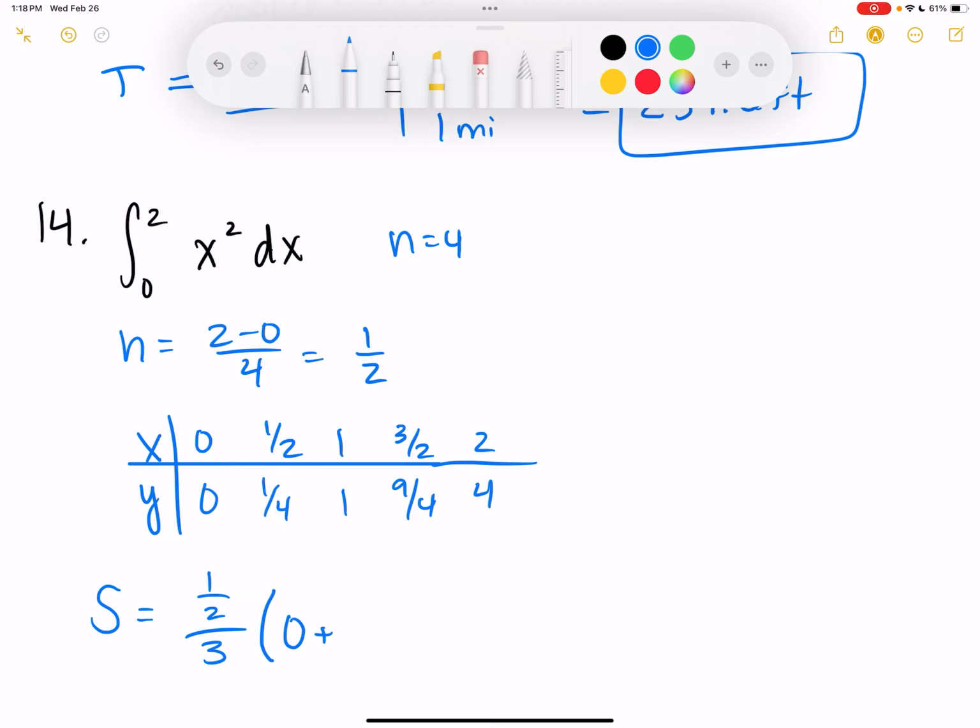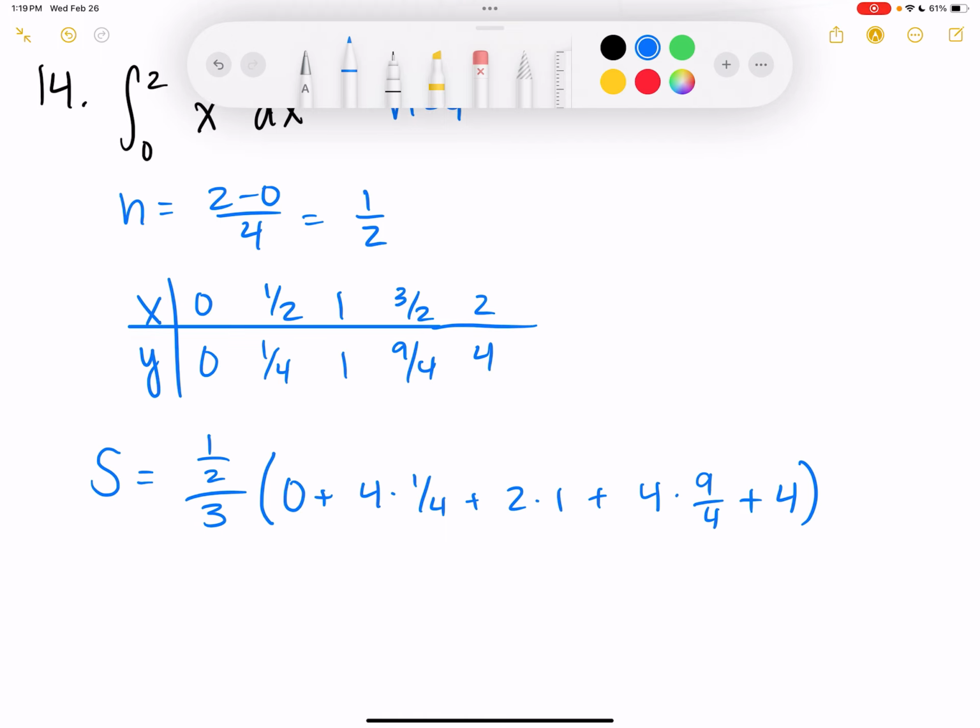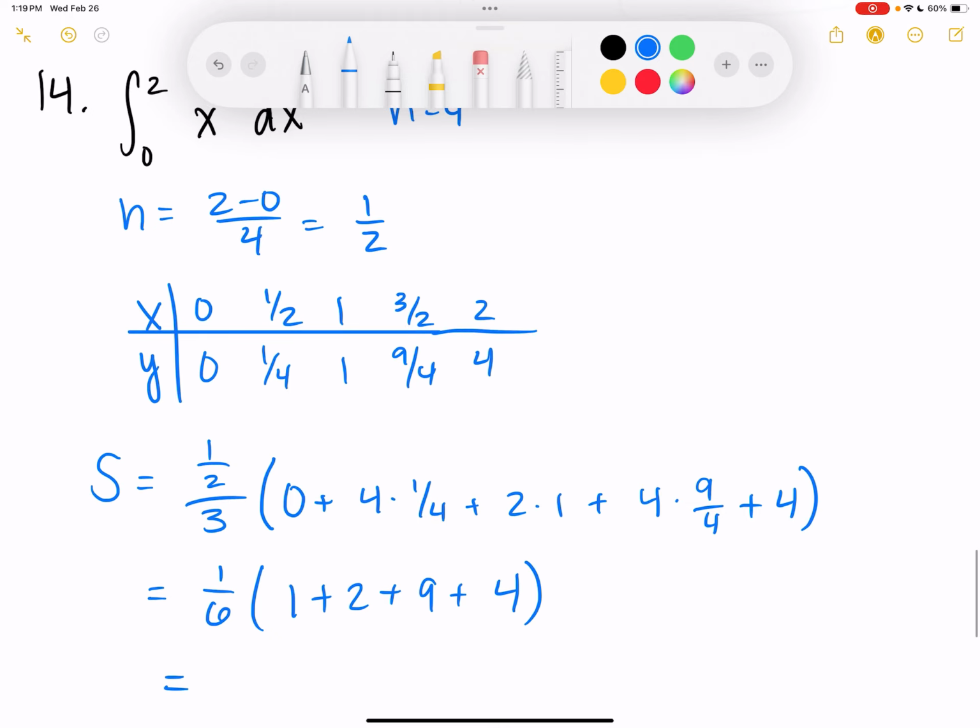So this will be 4 times 1/4 plus 2 times 1 plus 4 times 9/4 plus 4 there at the end. So this is 1/6 times 1 plus 2 plus 9 plus 4. So then that ends up being 2.66 repeating.